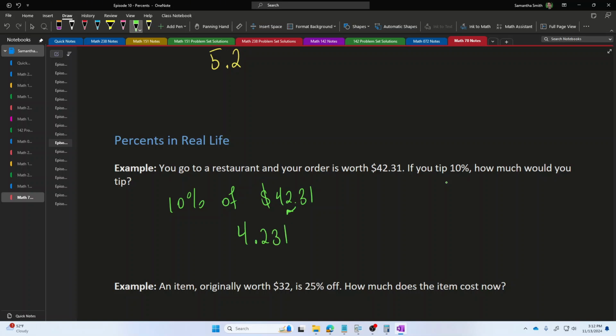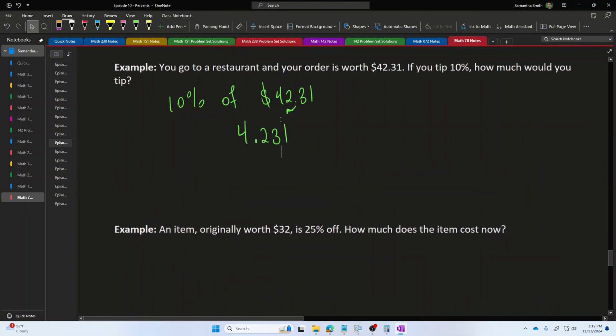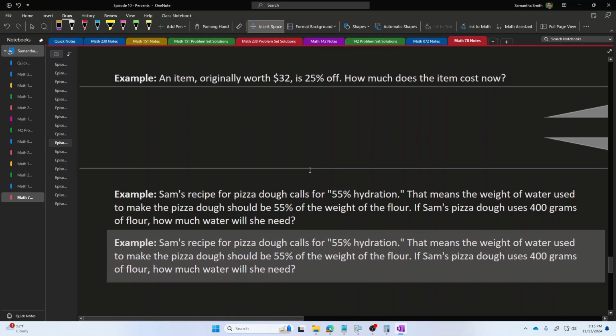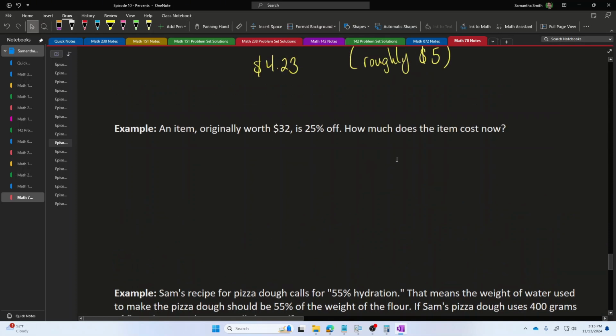Now, we don't pay money where we have fractions of pennies, where we have 3 decimal places like we have here. So I would round this value, for example, to the nearest cent. I would round, for example, to maybe $4.23, or roughly speaking, $5 for your tip.